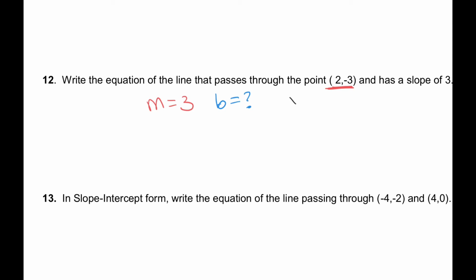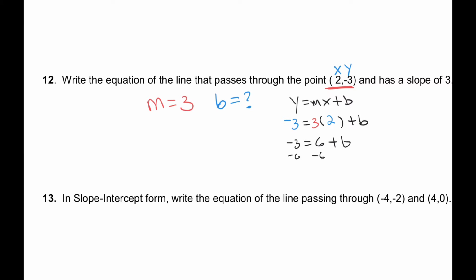To find b, we use y equals mx plus b. I am going to substitute the x value, the y value, and also the m value into this equation. So I have y equal to -3 equals m, which is +3, multiplied by x, which is +2 from the point, plus b. We're trying to find b, so I'm going to solve for b. -3 equals 3 times 2, which is 6, plus b.